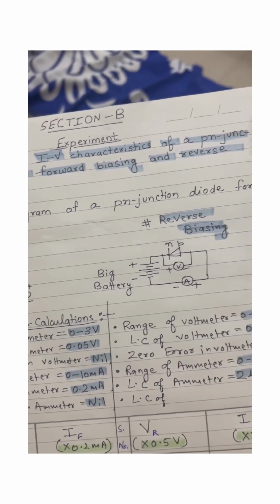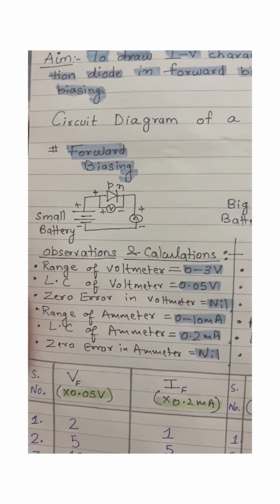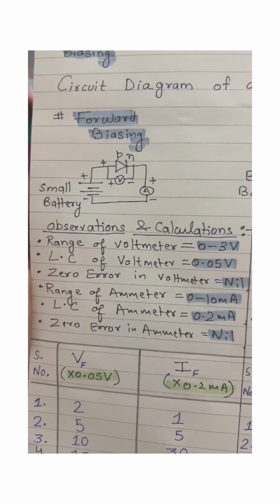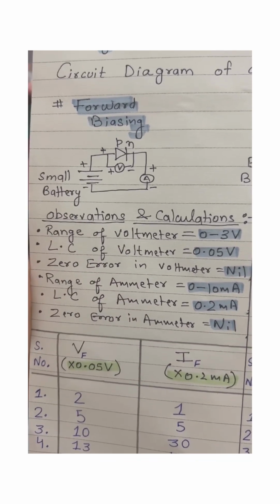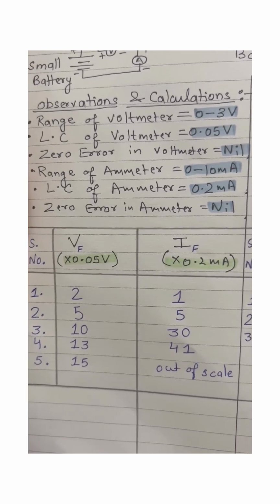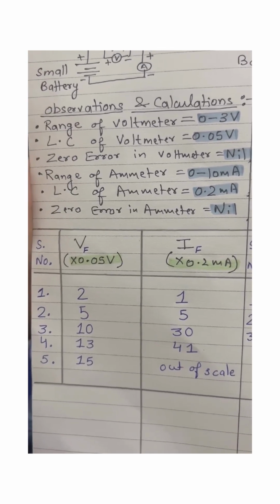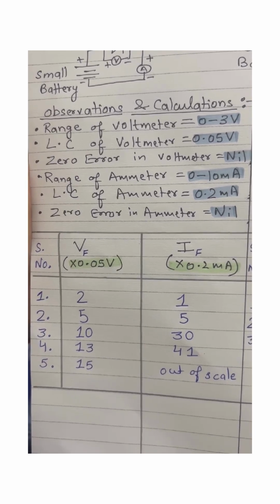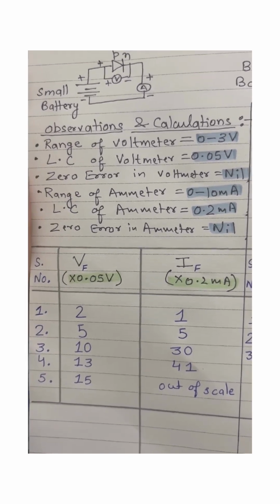By tabulating all the readings, first all the details of the voltmeter and ammeter are written for the forward biasing, and then the readings of the voltmeter and ammeter in terms of number of lines will be written here, and at last the least count will be multiplied when we calculate the resistance in the forward biasing.